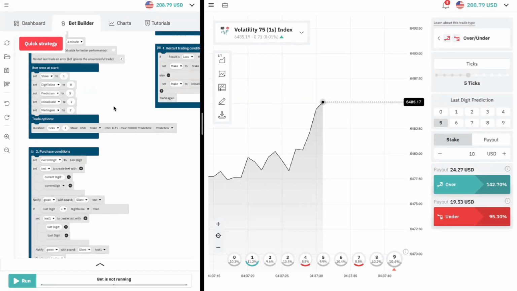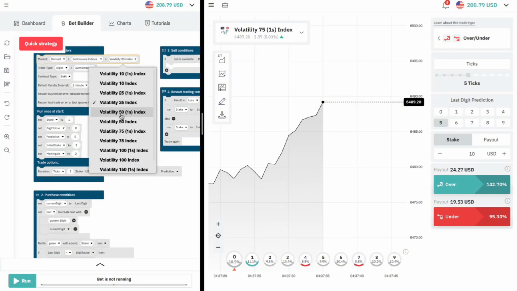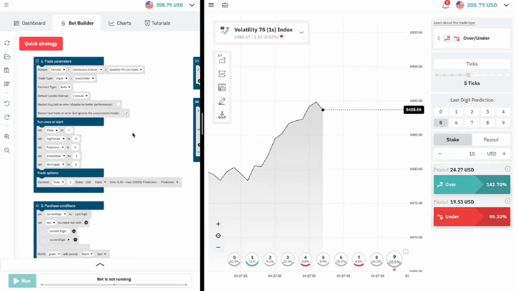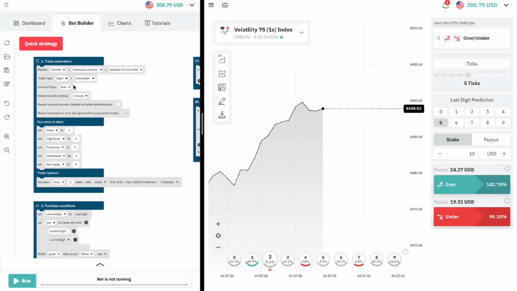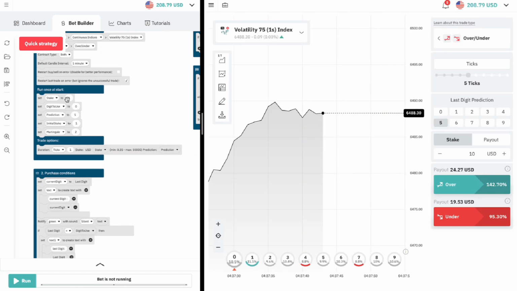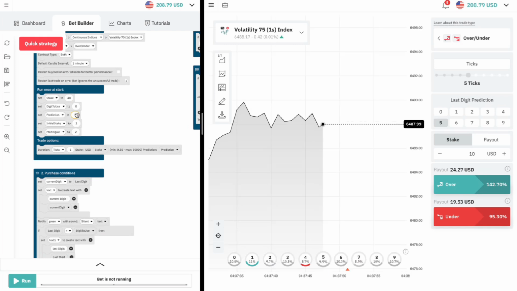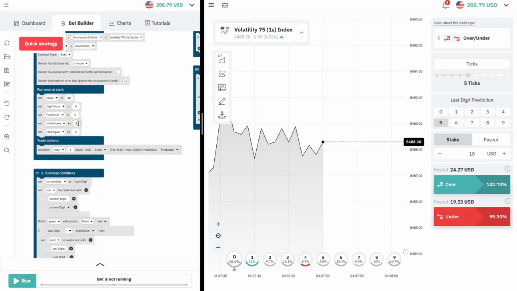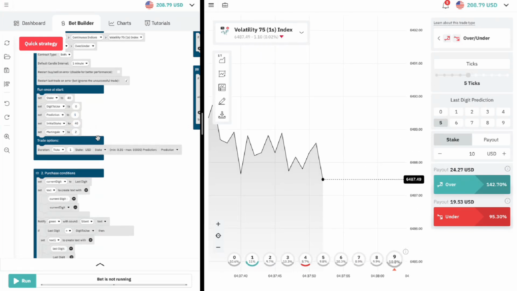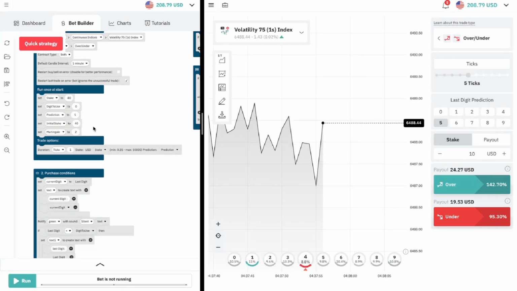Before that, let me just set my bot on this side. So right now we are on 751s. You can leave that as both, but make sure the trade type is over under. The digit to use is 0. The stake to use is 40. The prediction is 5. The initial stake is also 40, and the martingale is 2. So if we lose 40, it's going to trade with 80, and on and on.